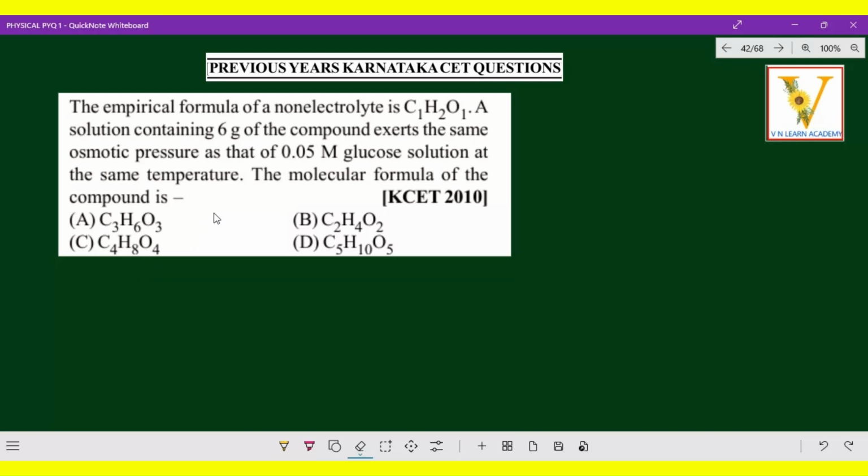Students, today we are going to see some more interesting and important questions from PYQ, that is Karnataka CET questions. Come on, let us discuss the first question.